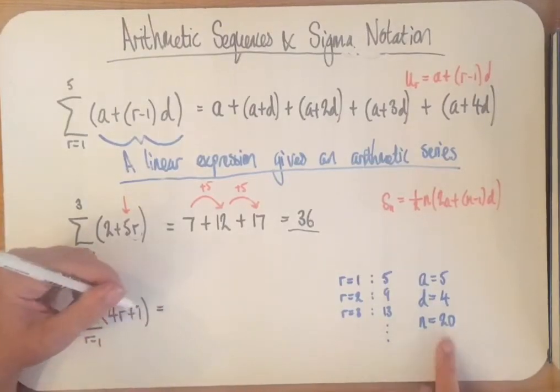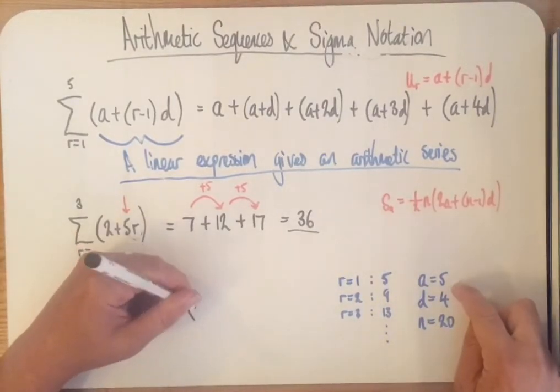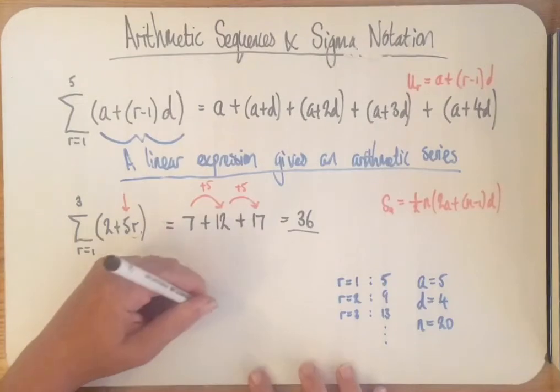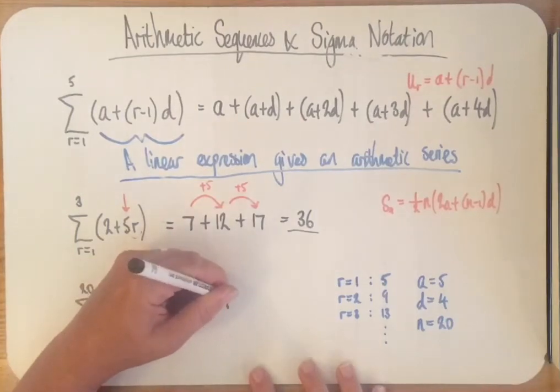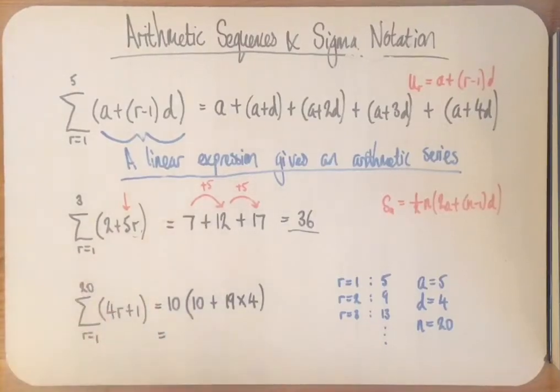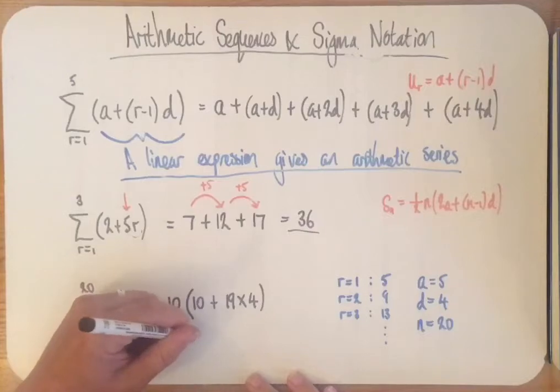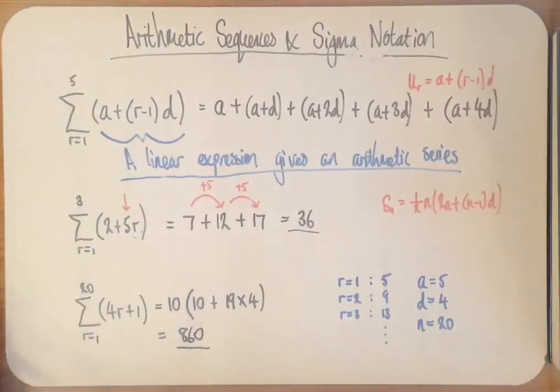So it's recognising it's an arithmetic series and then applying the formula. So a half for n is 10, 2a is 10, plus n minus 1, which is 19, times d, which is 4, and then you can just pop that into a calculator. So 10 lots of (10 plus 19 times 4). Remember, your calculator follows BIDMAS, you don't have to worry about that, and that gives you 860. So that's that one.